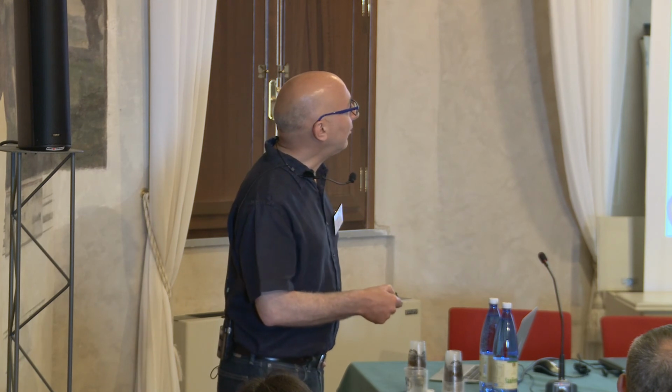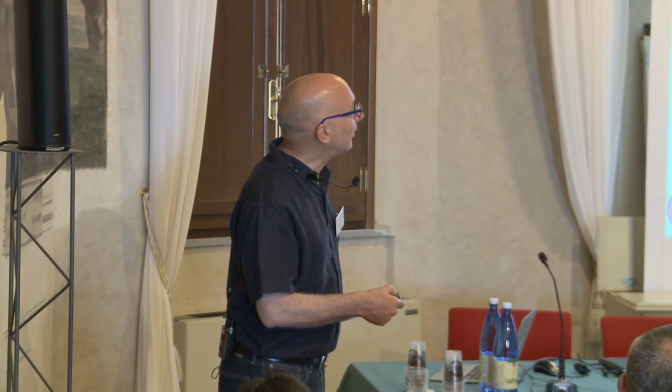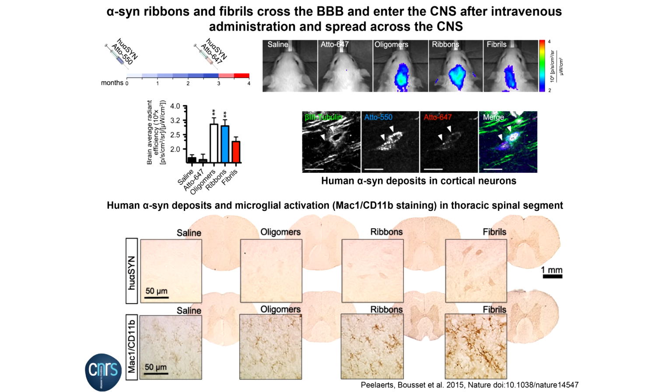This allows imaging what's happening in the animals, so you can see that as soon as you inject this material, it goes to the brain to different extents. Then we looked, after killing the animal, at where the material is. And what we saw is that we have deposit in cortical neurons.